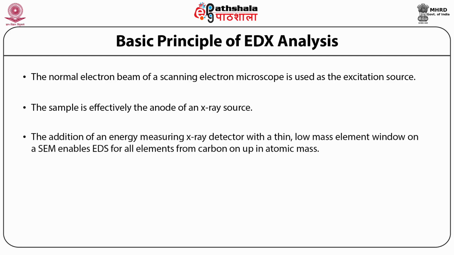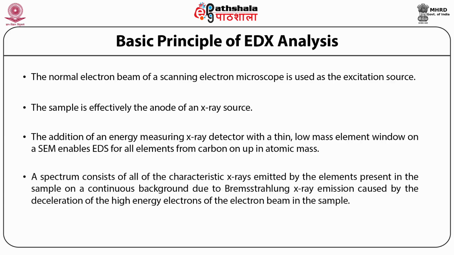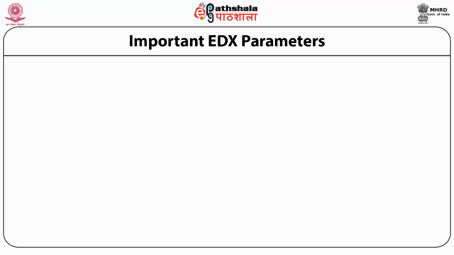The addition of an energy measuring X-ray detector with a thin, low mass element window on a SEM enables EDS for all elements from carbon on up in atomic mass. A spectrum consists of all the characteristic X-rays emitted by the elements present in the sample on a continuous background due to bremsstrahlung X-ray emission, caused by the deceleration of the high energy electrons of the electron beam in the sample. The important EDX parameters.